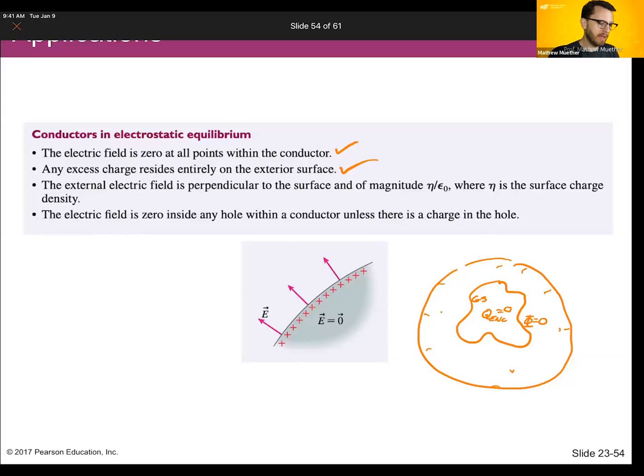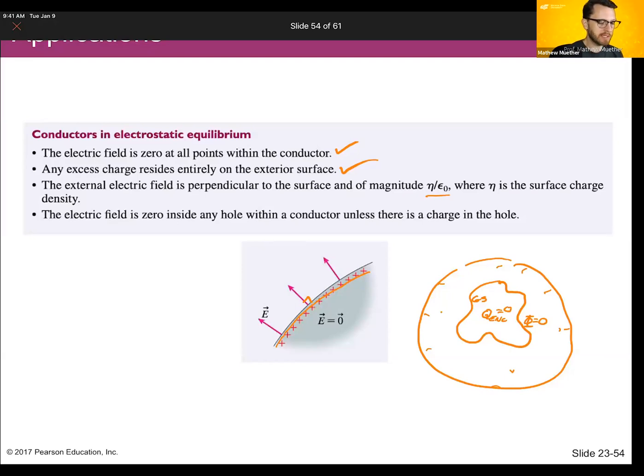What else do we know? The electric field has to be perpendicular to the surface everywhere on the conductor, and the magnitude has to be η over ε₀, where η is the surface charge density. We're going to calculate that by the end of class. The fact that the electric field has to be perpendicular everywhere there is just a symmetry argument. If I zoom in here, in order for the field to come from that charge that's hugging the surface, the electric field has to map out the surface and point perpendicular everywhere.